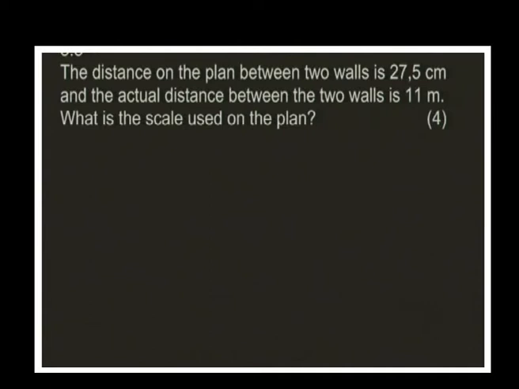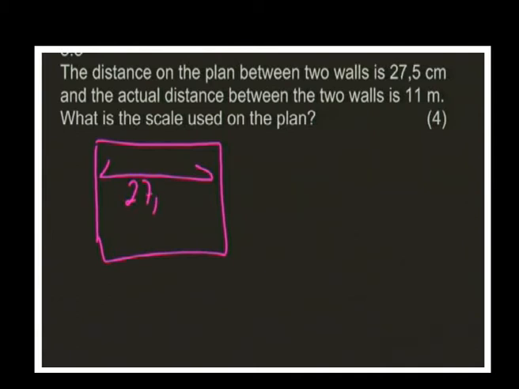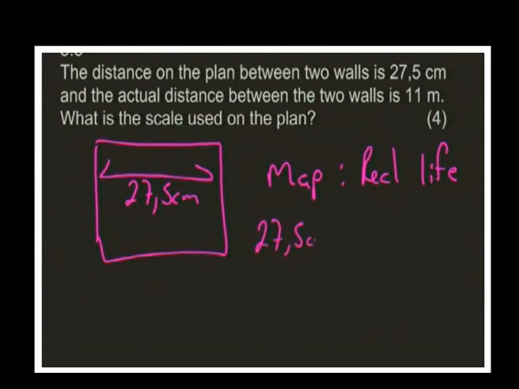And so if we were to look at this question, what we've got now is the distance between two walls on our map is 27.5 centimeters. But the real distance is 11 meters. In other words, I have my map and I have real life. Okay? My map says 27.5 centimeters represents 11 meters. I want to know what scale is used.